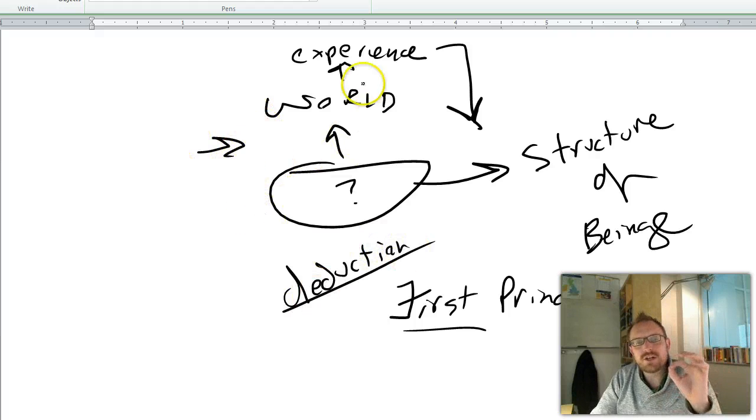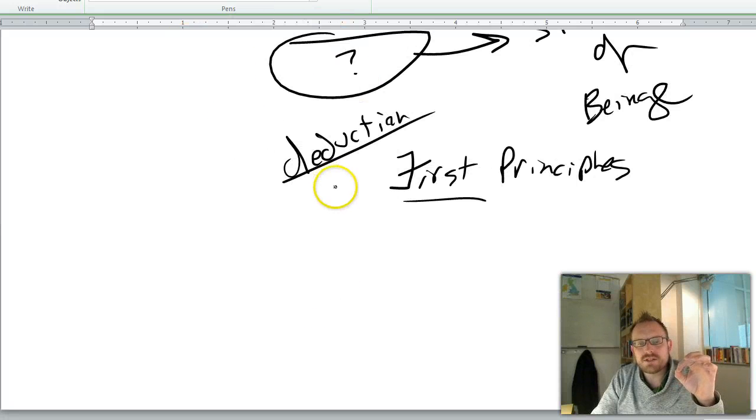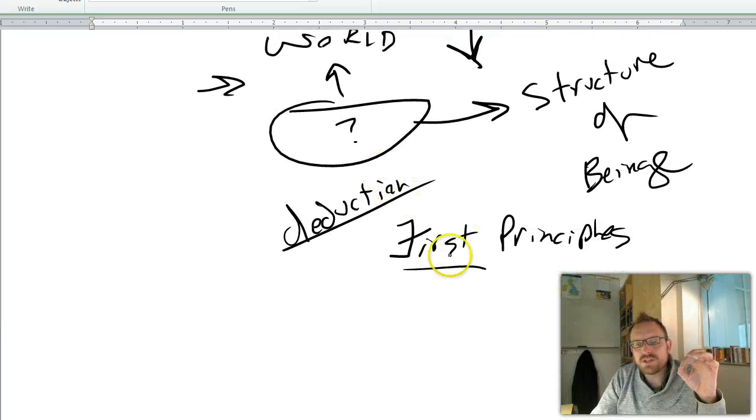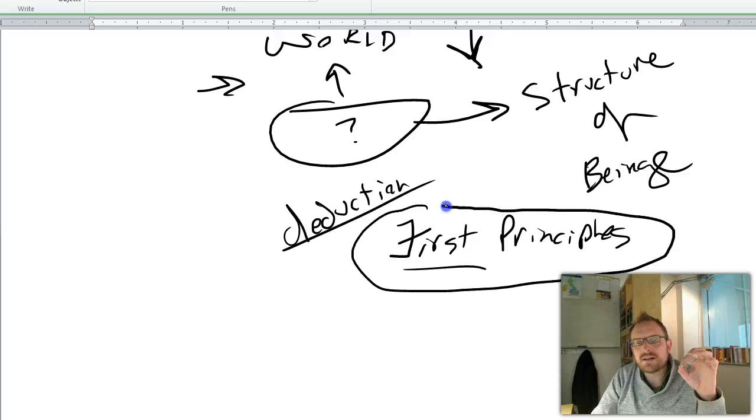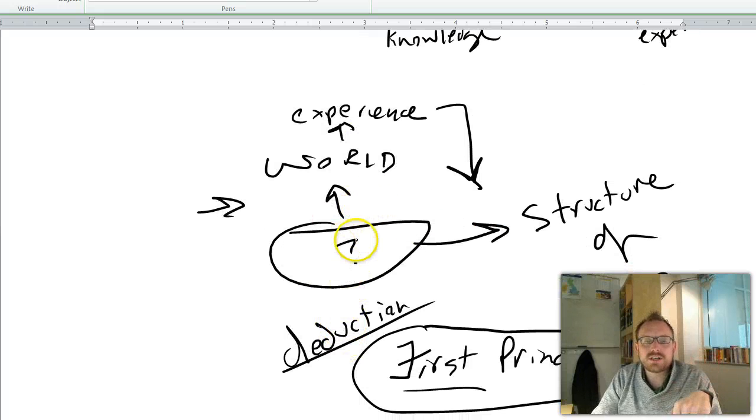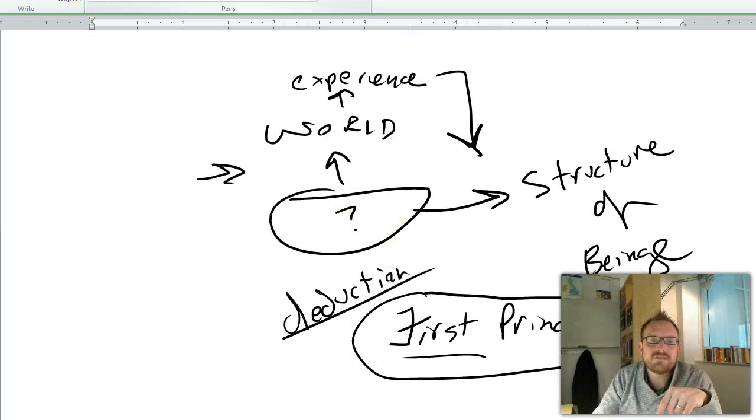That is, we figure out that if the world is arranged in such and such a way, what necessarily must the world be like, right? And that's what these first principles are after. Now, so knowledge begins with experience, and then we move through deduction. You're going to see we're going to do the same thing today in the video, right?